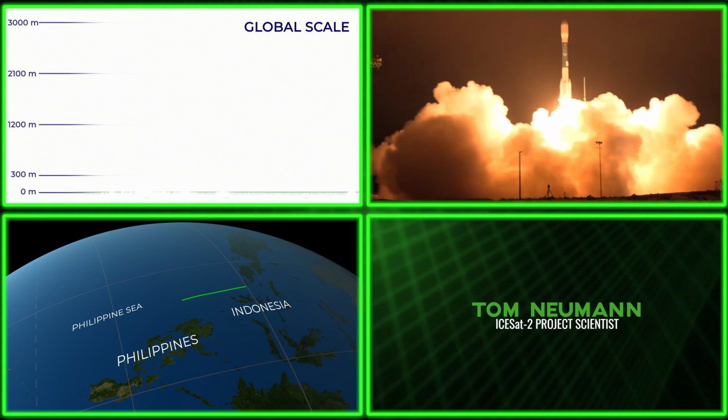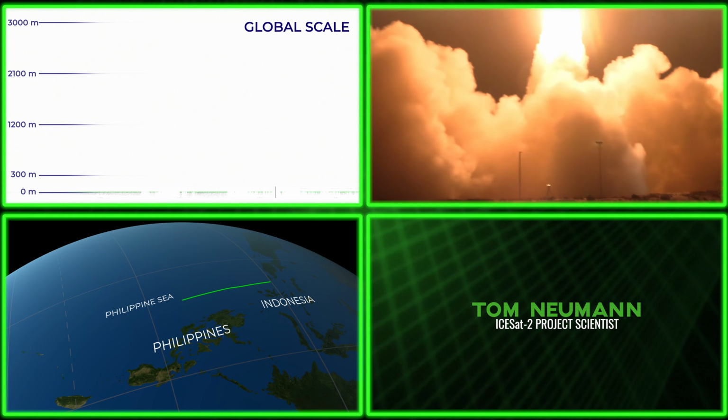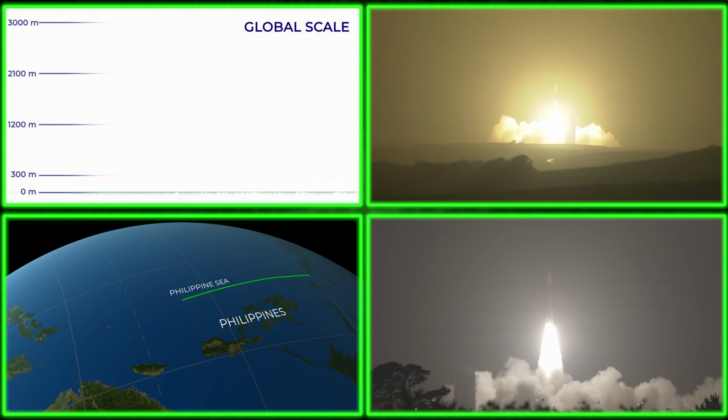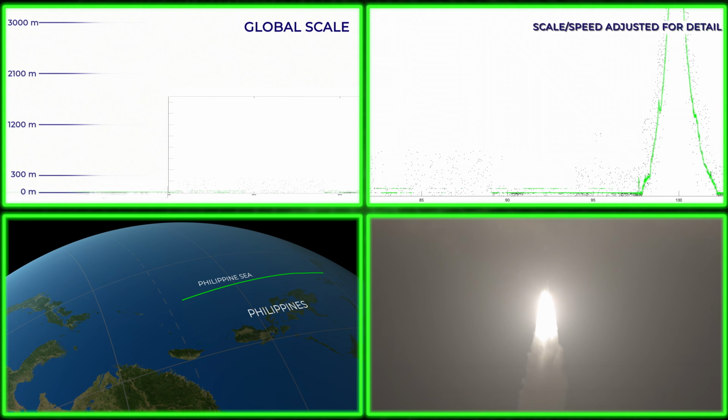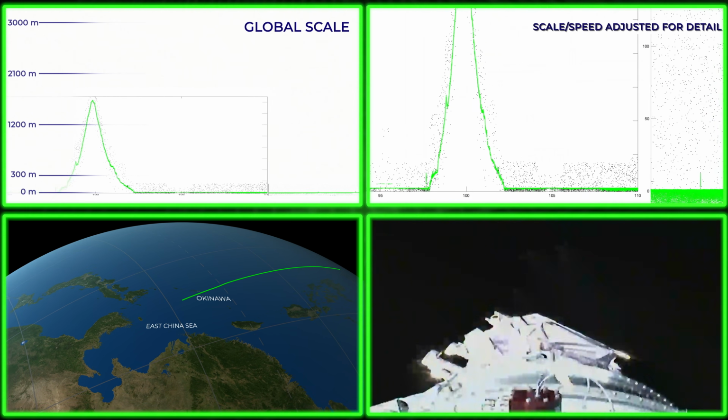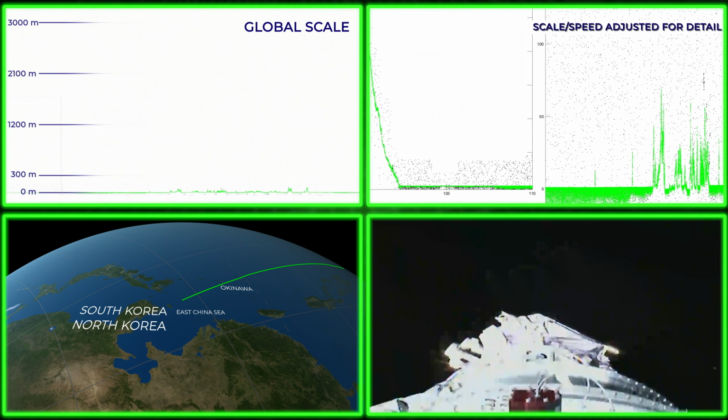Hi, I'm Tom Newman. I'm the project scientist on the ICESat-2 mission. NASA's Ice, Cloud, and Land Elevation Satellite 2, or ICESat-2 as we call it, recently celebrated its second year on orbit after launching from Vandenberg Air Force Base on September 15th, 2018.